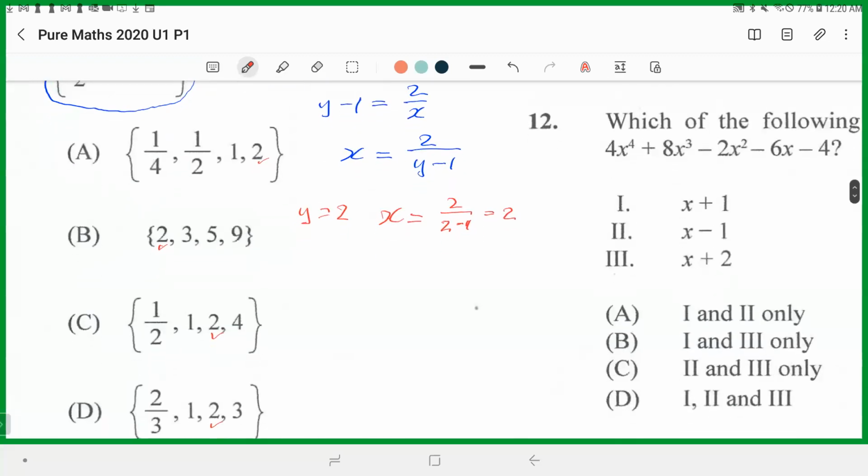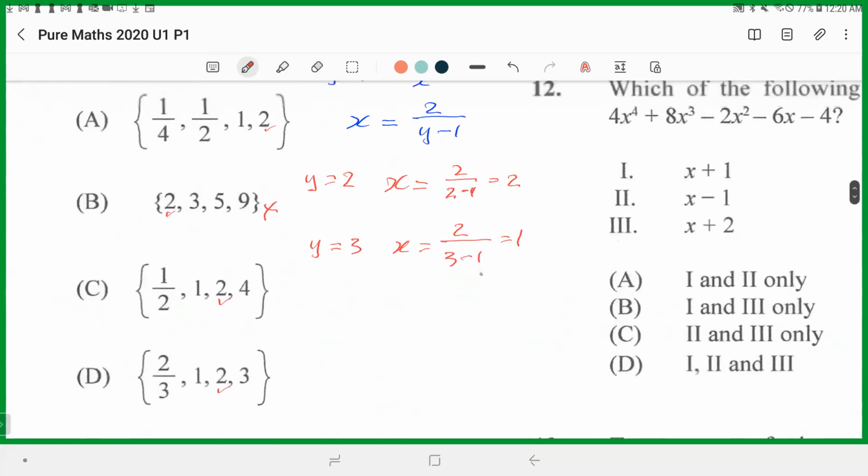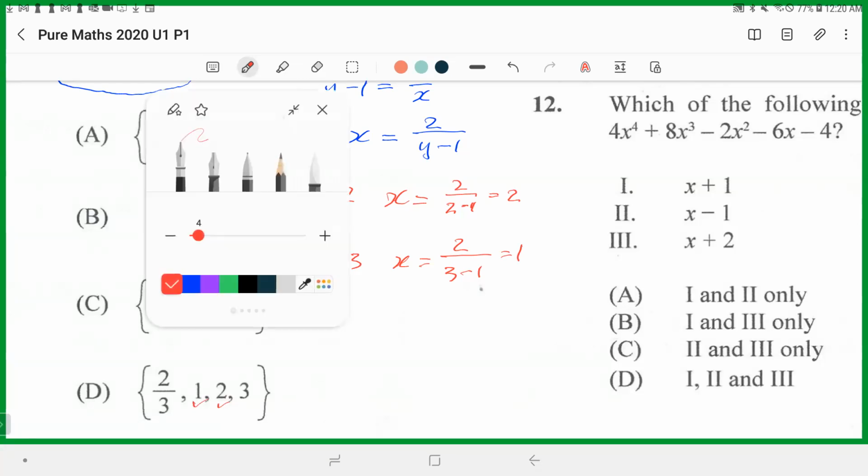All right, let's try 3 now. Y equals 3. What do we get from y equals 3? Let's see if we can eliminate anything, leaving the fraction for last. X becomes 2 over 3 minus 1. This becomes 2 over 2, which is 1. So this equals 1. The one without a 1 in it is not the answer. Again I have 3 to choose from. That has a 1, that has a 1, this has a 1. There's no escape.